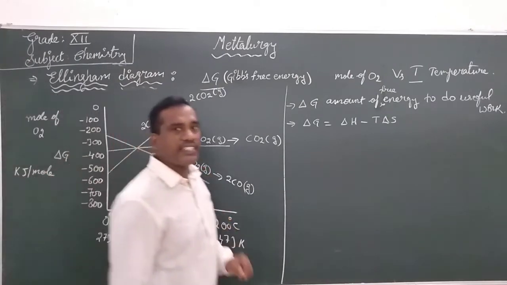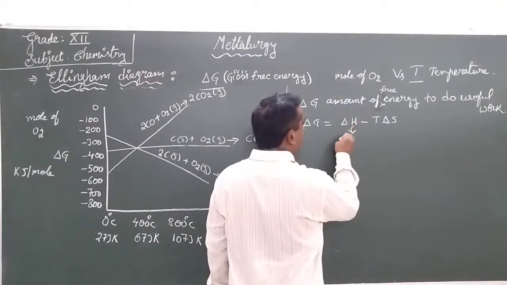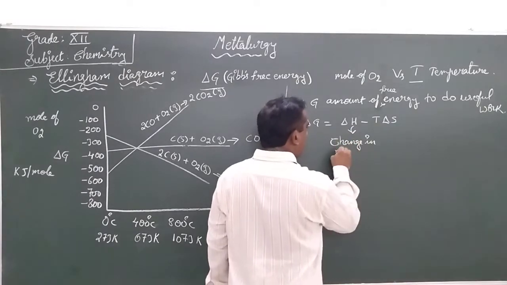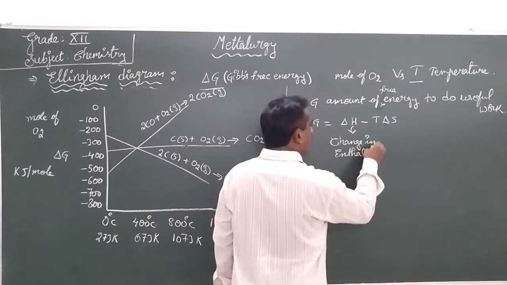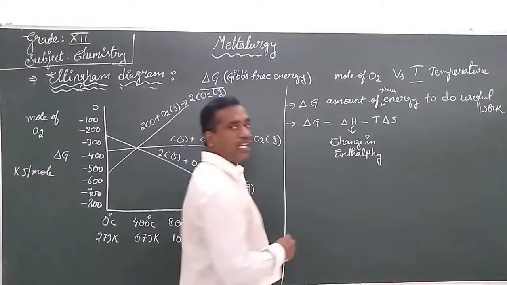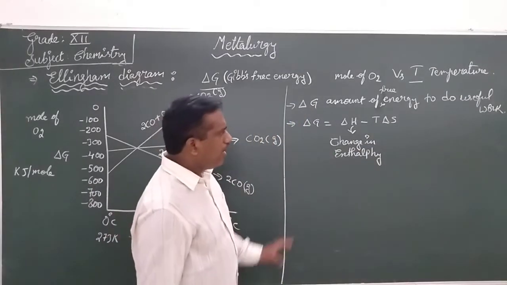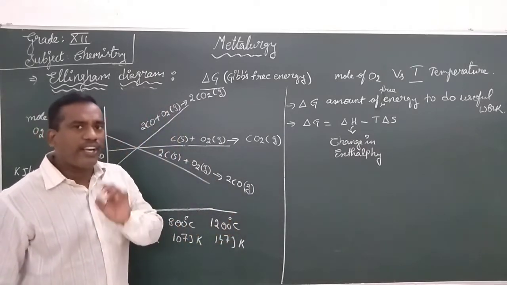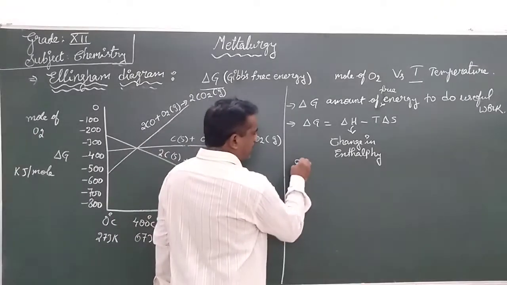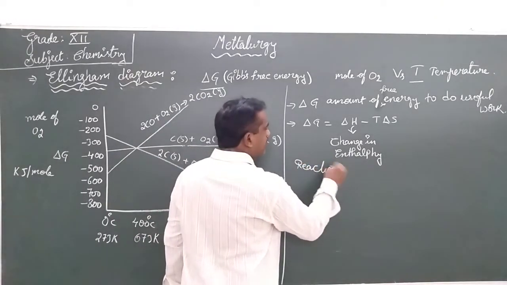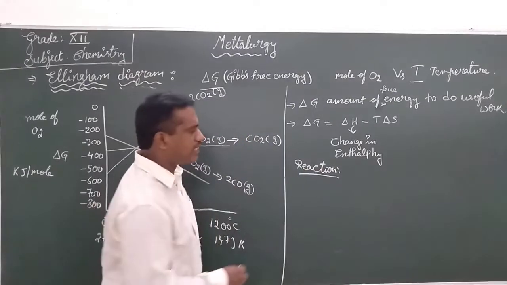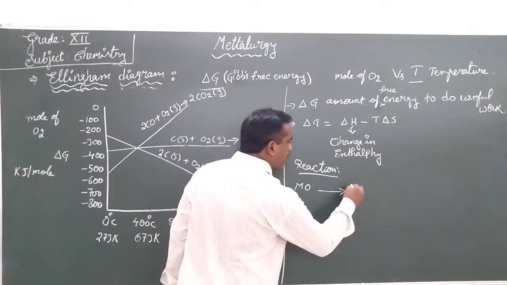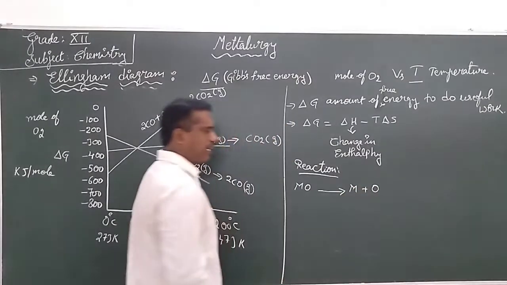But what is delta H here? Delta H is the change in enthalpy. Let us see what is meant by change in enthalpy. For example, you are doing a reaction. In this reaction, the metal oxide is going to be converted into metal plus oxygen.